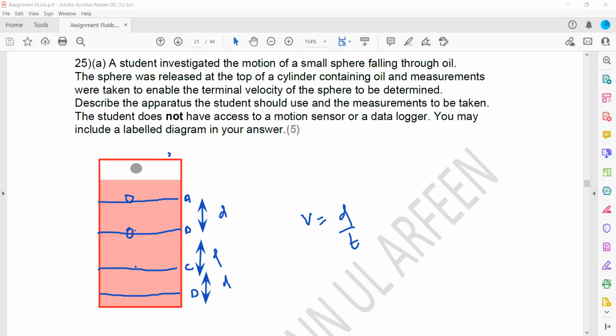Because normally students, when they are drawing, involuntarily draw a sphere of larger size. That leads to deduction of marks, like you will lose marks for the drawing, because that is not the right way, as Stokes' law is only applicable for an object which is small as compared to the size of the container. Is it clear, how we work out the terminal velocity?